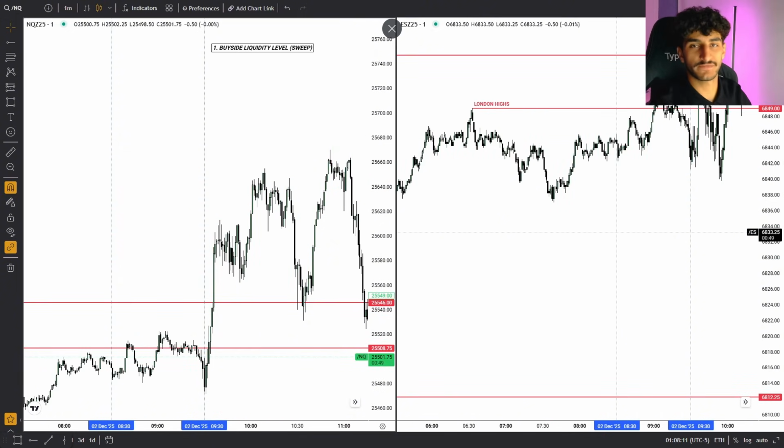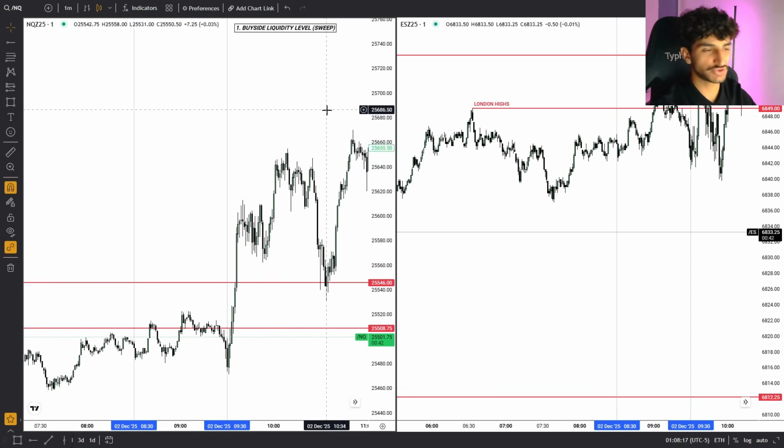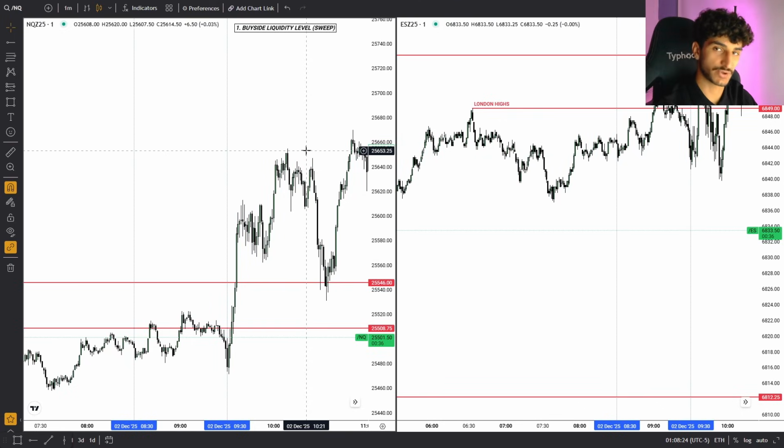Now, the first thing that I always want to see before even looking for a trade is either a buy side or a sell side liquidity level getting swept. Usually I want to see a previous session high or low, as that tends to give us a higher chance of the price actually reversing and going into our favor.